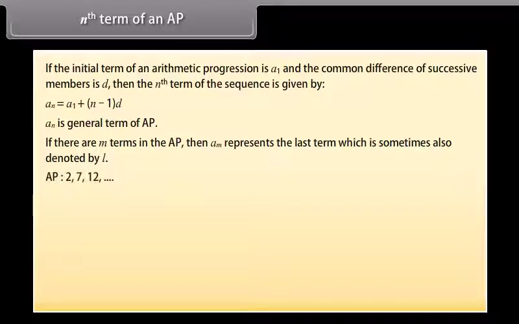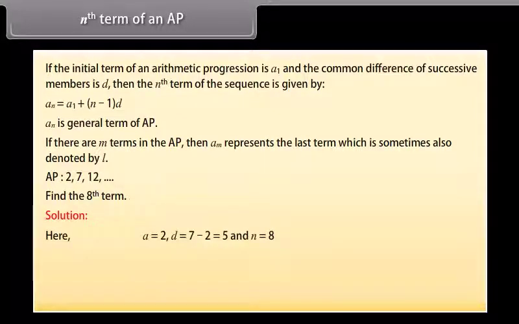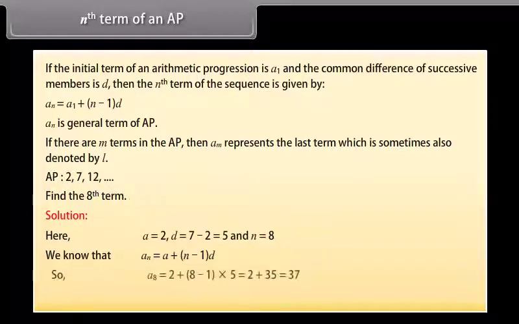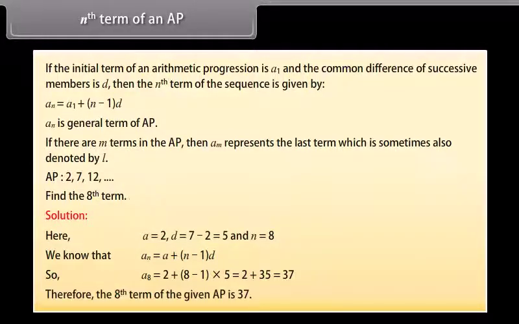Now by using the formula of nth term, let's find the 8th term of the given AP. Here a is equal to 2, d is equal to 7 minus 2, which is 5, and n is equal to 8. We know that an is equal to a plus (n minus 1)d. So, a8 is equal to 2 plus (8 minus 1) into 5, which is equal to 2 plus 35, which equals 37. Therefore, the 8th term of the given AP is 37.